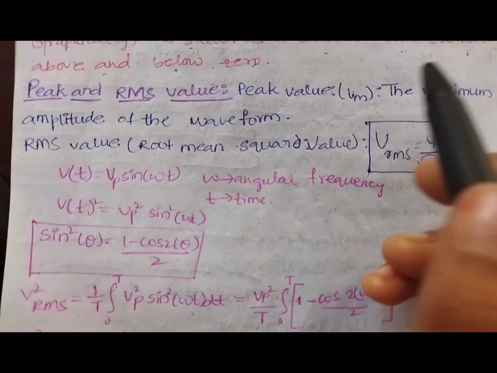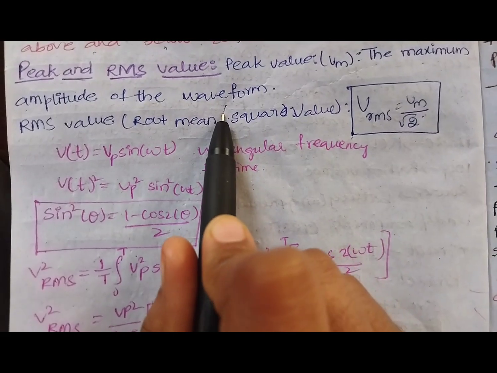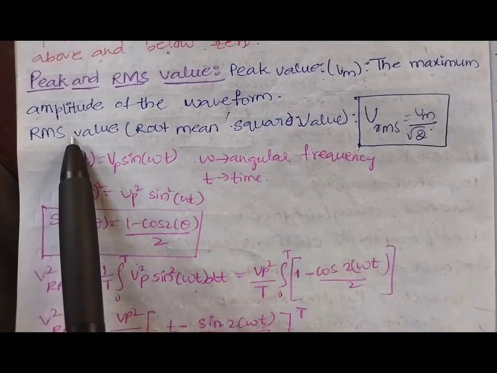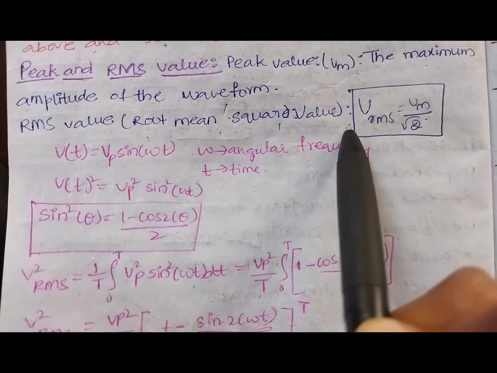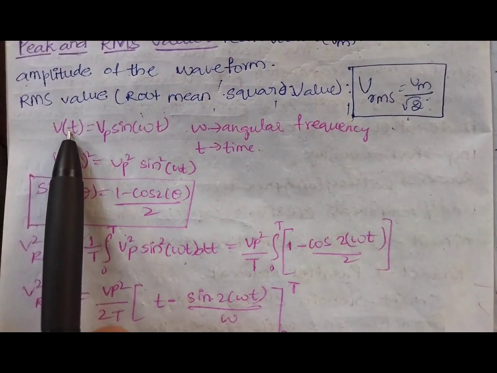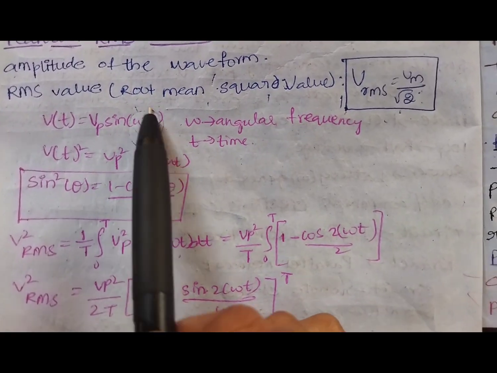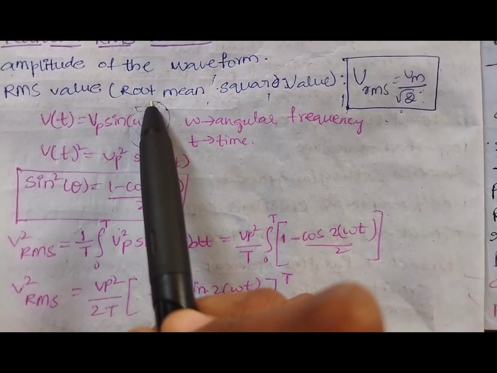Peak and RMS value. The maximum amplitude of the waveform is known as the peak value. RMS value is the root mean square value. VRMS equals Vm by root 2. This is a formula: v(t) equals Vp into sin omega t. Here omega is the angular frequency, and t is the time.